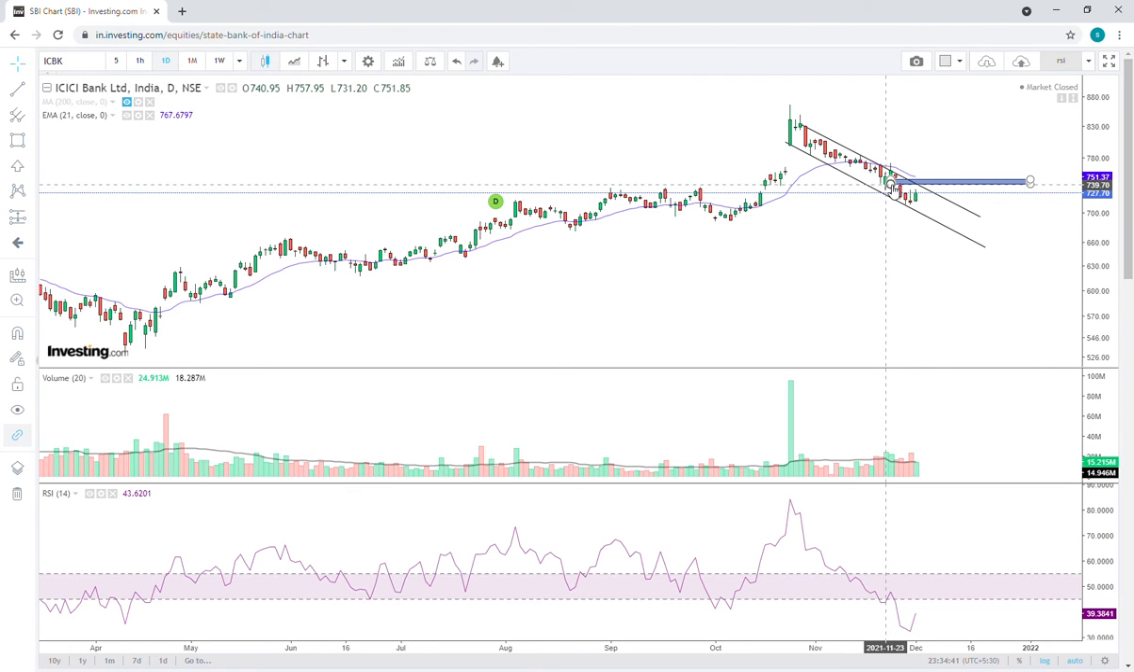Unless and until it closes above 740, that is, above this channel, there is no change in trend. Even if we look, the RSI is also not giving any indication, still trading at 39, below 55 or 60. The trend is considered weak. This trend is weak, so unless it breaks the trend at 740, I am considering it a downtrend channel.